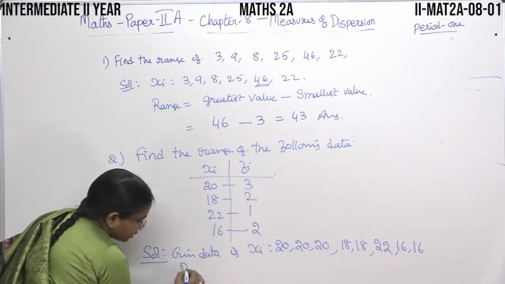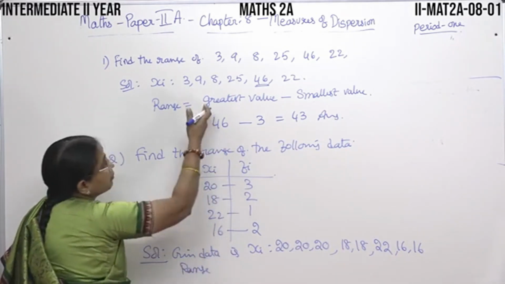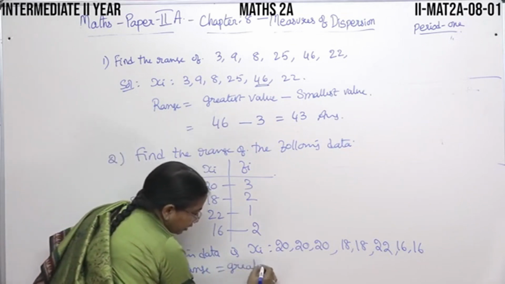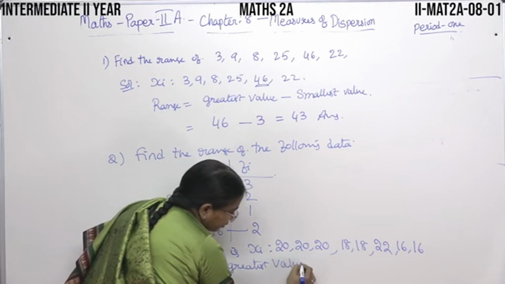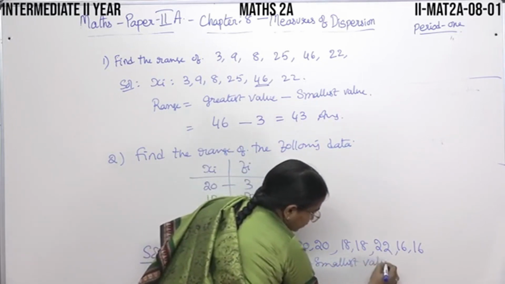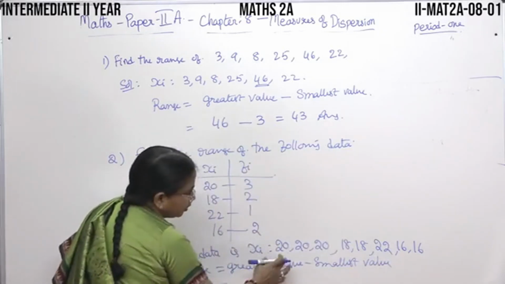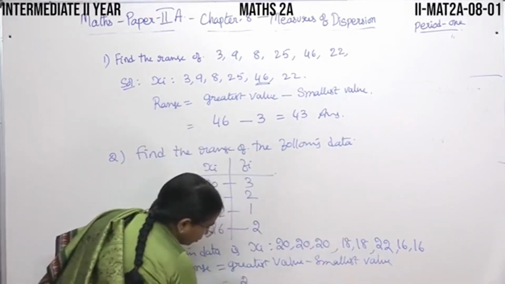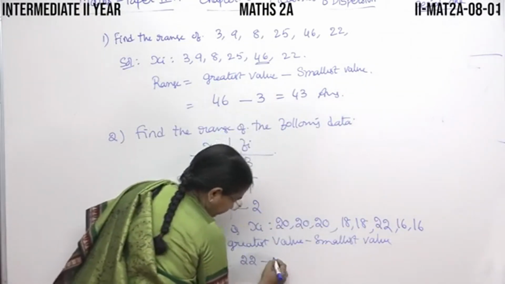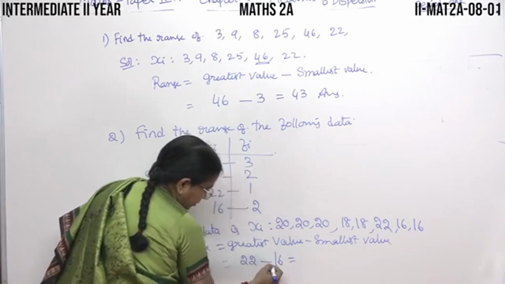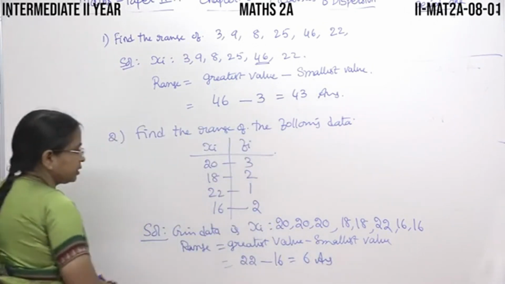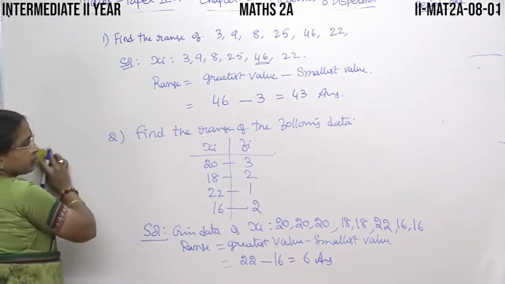So now the range, the same way as in the previous problem, is equal to greatest value minus smallest value. What is the greatest value? Greatest value is 22. 22 minus the smallest value, 16, is 6. So this is your answer. Like this we find the range.